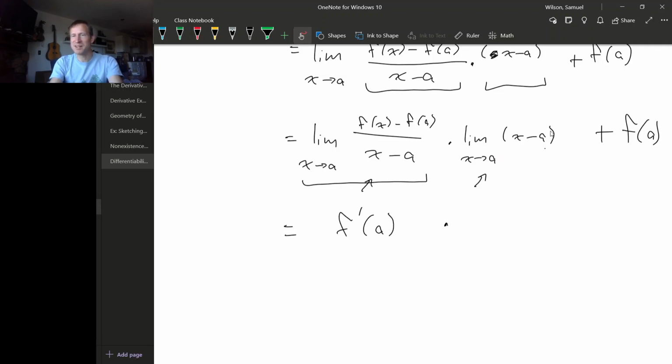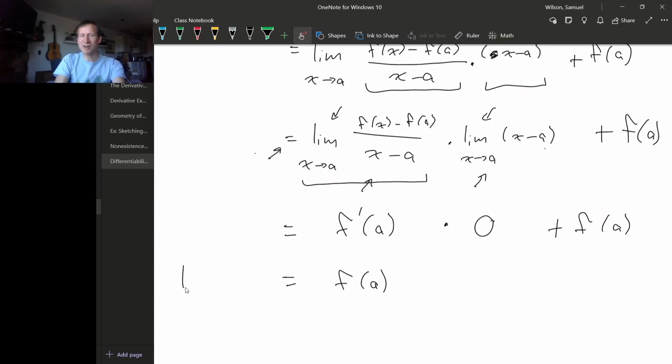And what about the limit of x minus a as x goes to a? Well, that's clearly 0. So each of these individual limits does exist and is finite, so we are justified in using the product rule for limits right here. All right, and don't forget our f of a here. Well, look, now we have f prime of a times 0. That's just 0. So the only thing left is f of a.